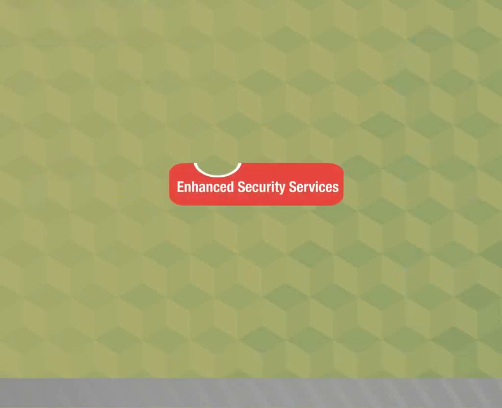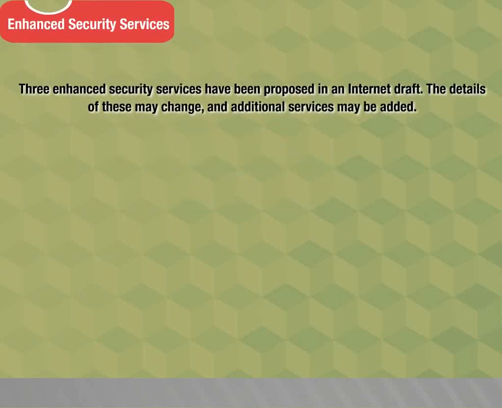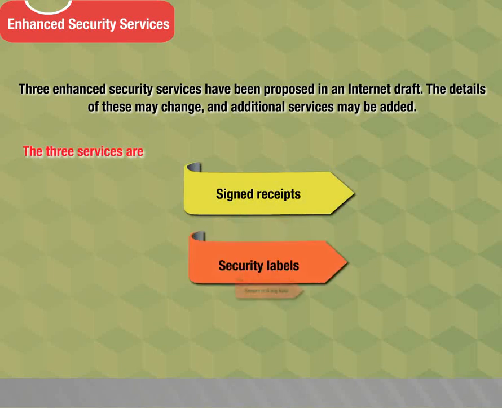Enhanced security services. 3 enhanced security services have been proposed in an internet draft. The details of these may change and additional services may be added. The 3 services are signed receipts, security labels, and secure mailing lists.